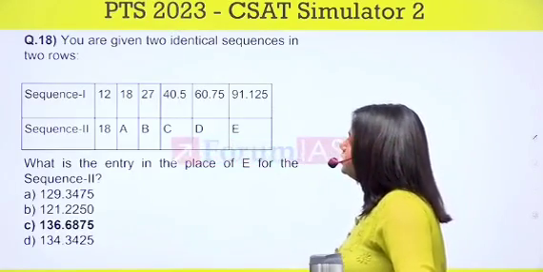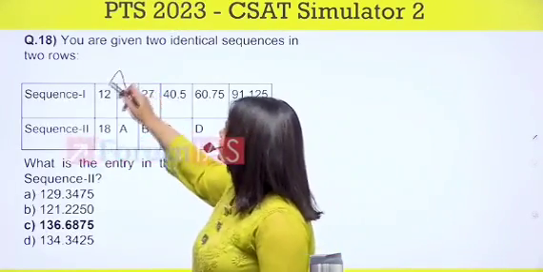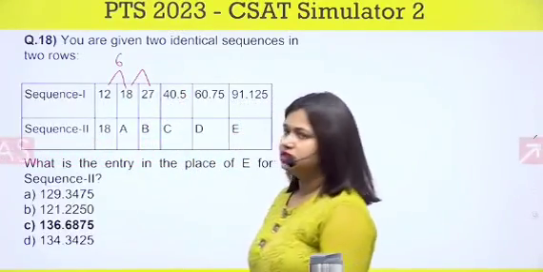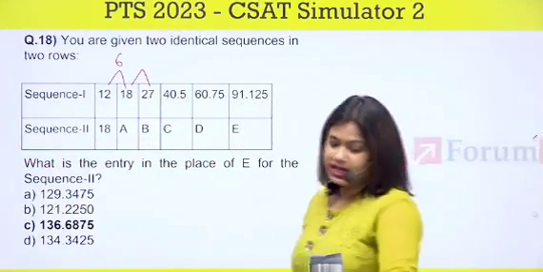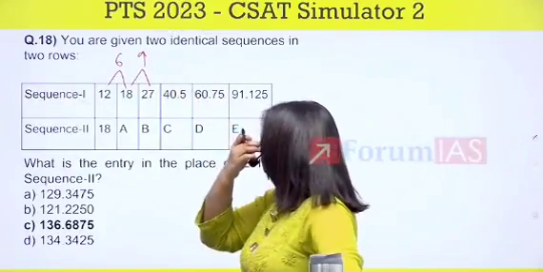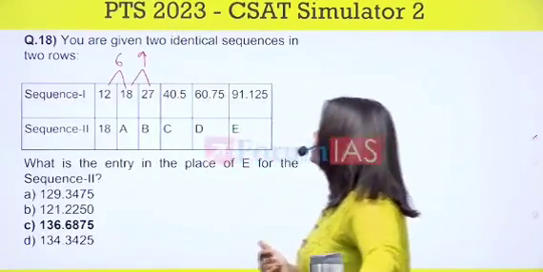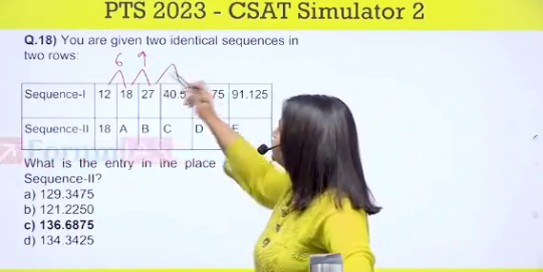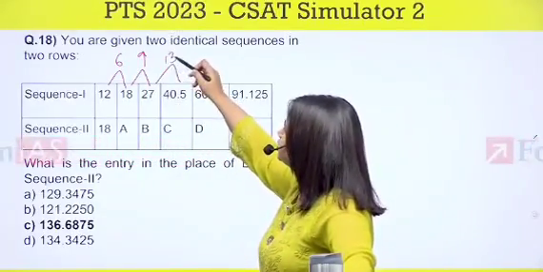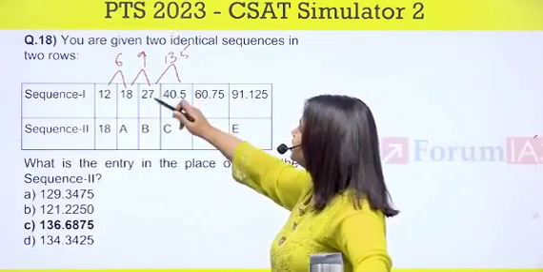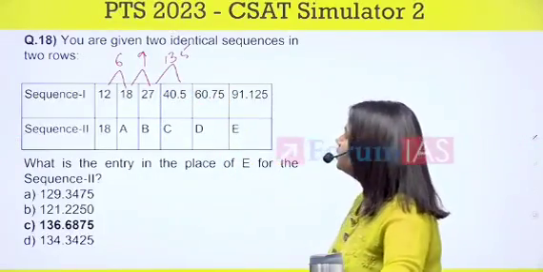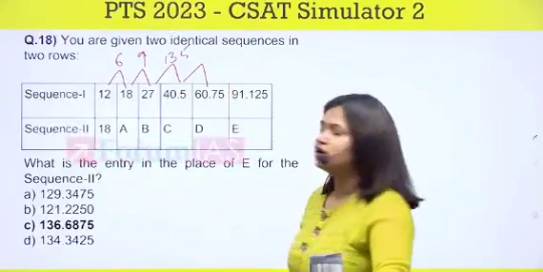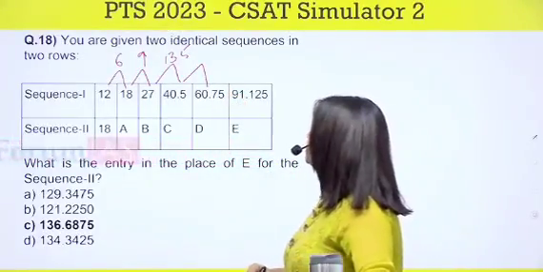12 and 18. What is the difference? 6. 18 and 27. What is the difference? 9. Right? 27 minus 18 is 9. Yes. Right? Then 40 and 27. What is the difference? It is 13.5. 27 and 13 will be 40, and then there is a difference of 0.5. Right? Then 40.5 and 60.75. What is the difference?